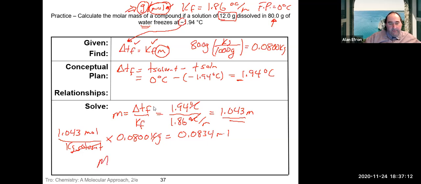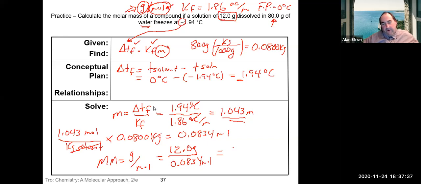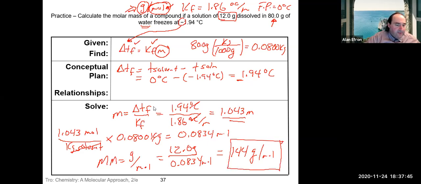The molar mass will be our grams divided by moles. So we'll take our 12 grams that we dissolved, divided by the moles that we were able to get from the freezing point information. Again, no units will cancel out here. We'll be left with grams per mole. And if I actually punch the right number in there, try that again. About 144 grams per mole would be our molar mass. Any questions on any of those steps there?